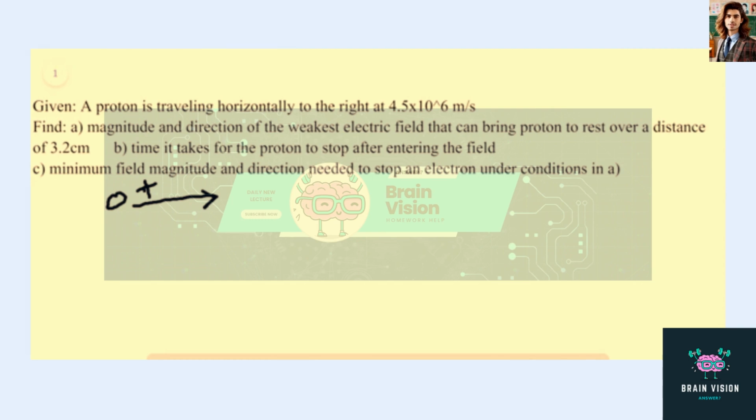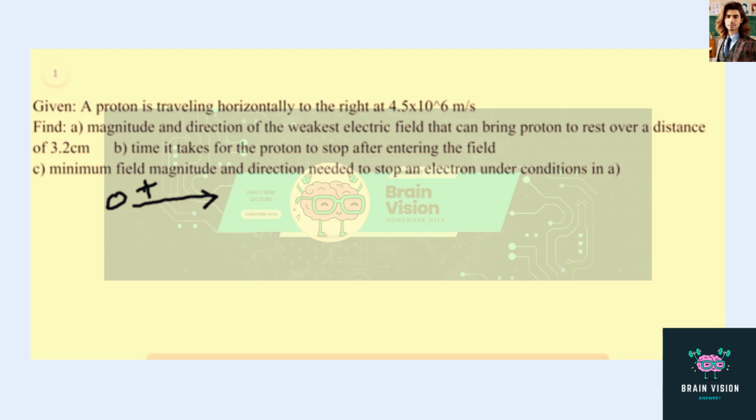Hey everyone, this is question number 25 from chapter 21. In this problem, we're given a proton that is traveling horizontally to the right at 4.5 times 10 to the 6 meters per second. We're asked to find the magnitude and direction of the weakest electric field that can bring the proton to rest. We're asked to find the time it takes for the proton to stop, and then we're asked to find the minimum field magnitude and direction needed to stop an electron.